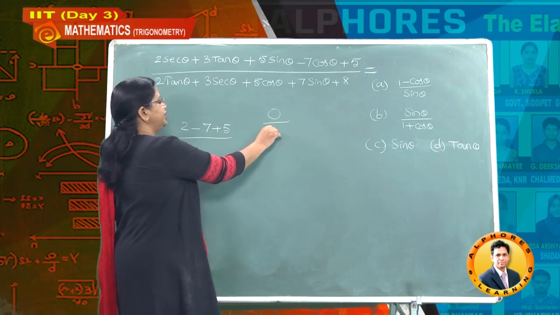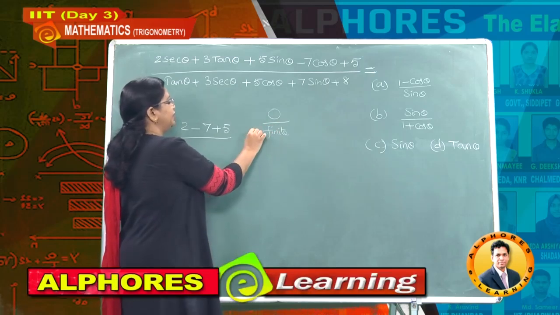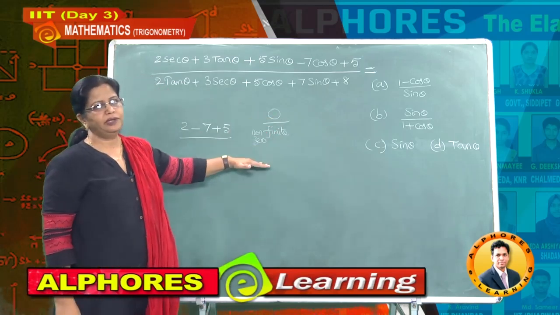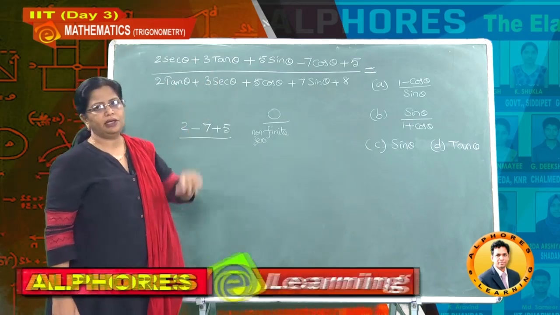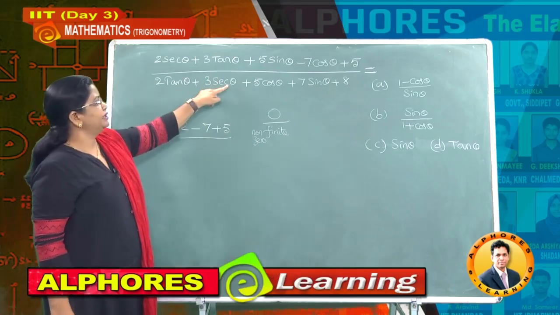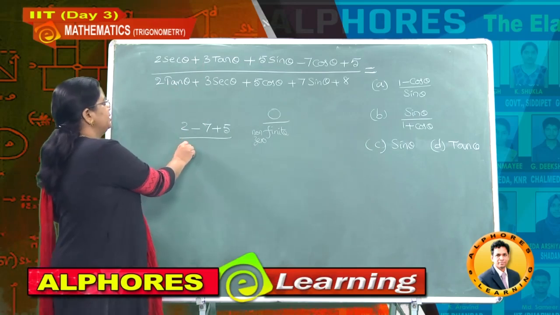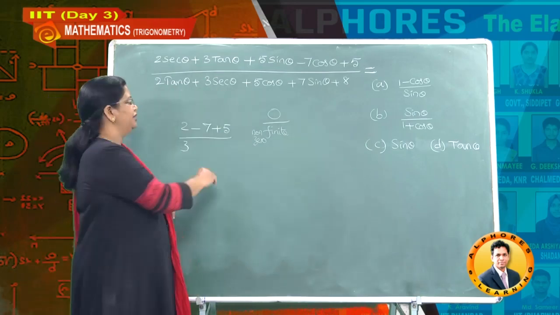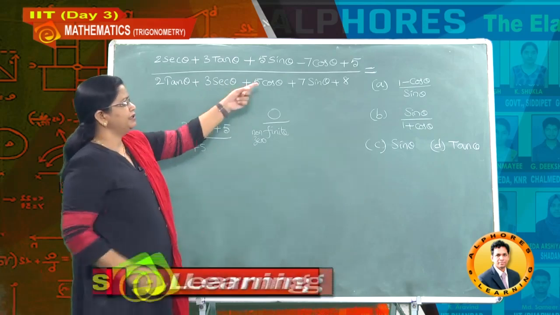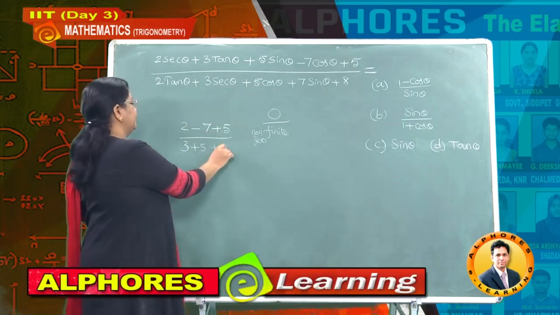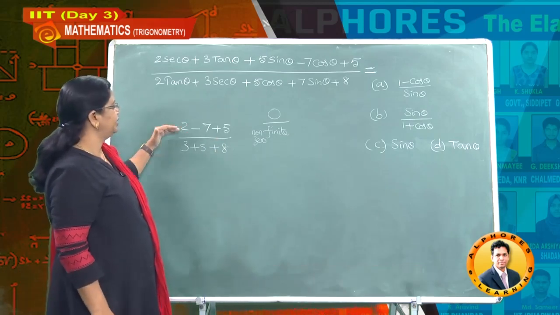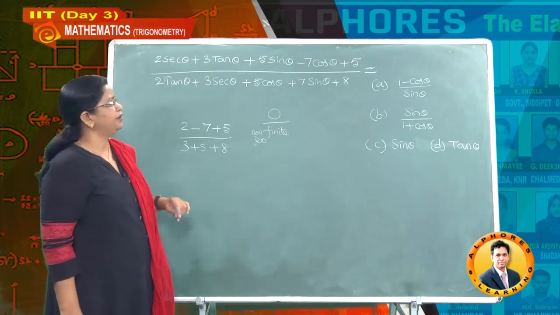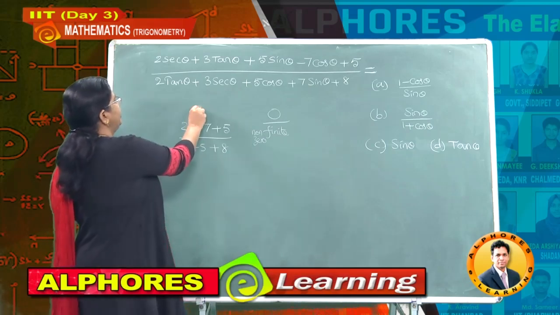If the denominator is a non-zero finite value, then only you have to confirm your answer as 0. Now I will check the denominator also. Tan 0 is 0, secant 0 is 1, so this is 3. Cos 0 is 1, so this is 5. Sin 0 is 0 plus 8. So what is the value you got here? If I substitute in this way, you got the answer as 0, when theta equals 0.